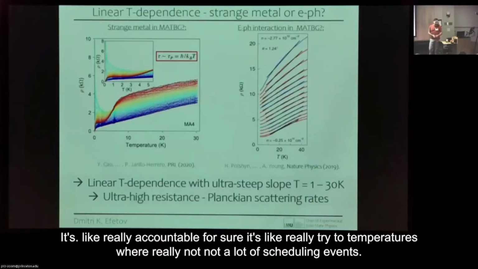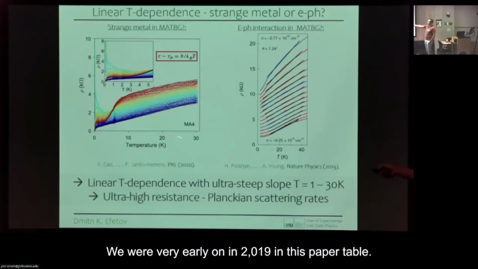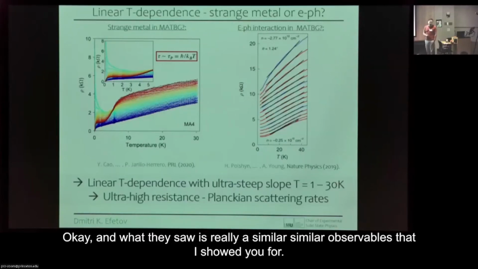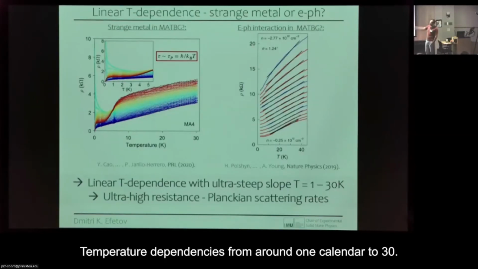Okay, and in twisted bilayer graphene, this story started developing really early on. Pablo reported strange metal behavior very early on, in 2019. I think this paper came on arXiv. What they saw is really similar to the observables that I showed you before. They measured resistivity as a function of temperature, and for many decades in density, they observed really linear temperature dependencies from around 1 Kelvin to 30 Kelvin.